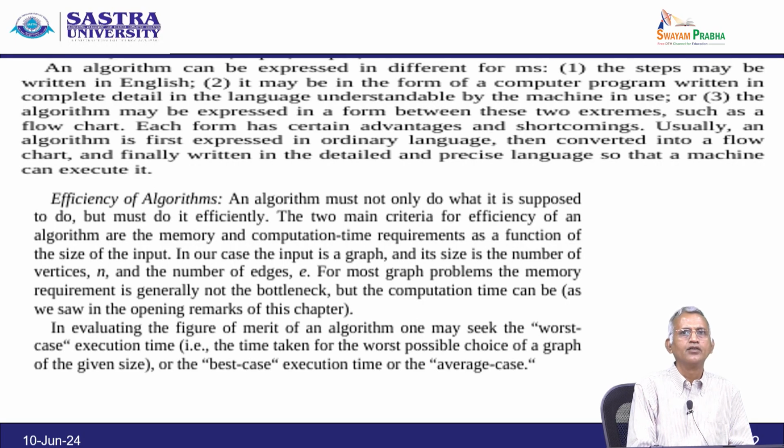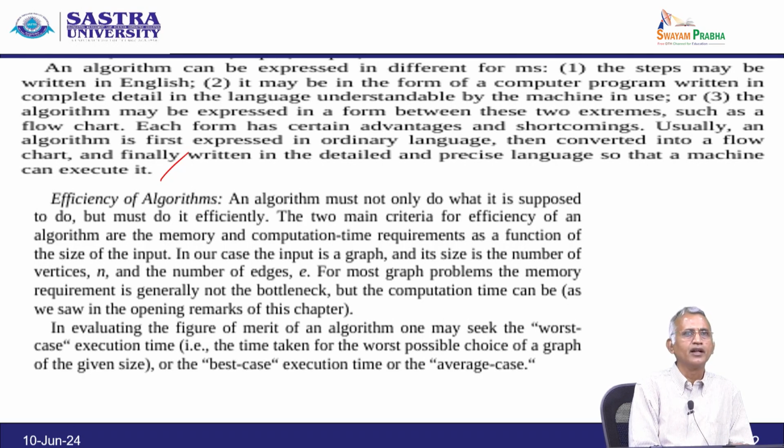Its steps may be written in English, or it may be in the form of a computer program written in complete detail in the language understandable by the machine in use. Third, the algorithm may be expressed in a form between these two extremes, such as a flow chart. Each form has certain advantages and shortcomings. Usually an algorithm is first expressed in ordinary language, then converted into a flow chart, and finally written in the detailed and precise language so that a machine can execute it.